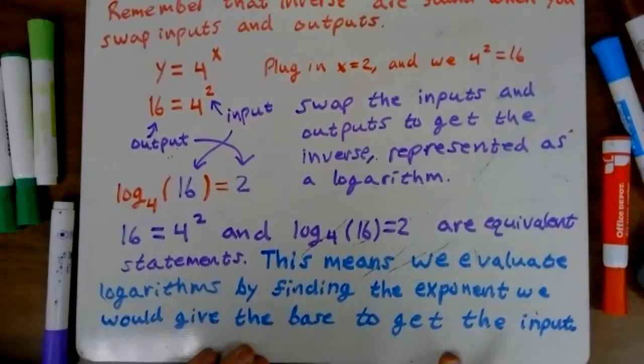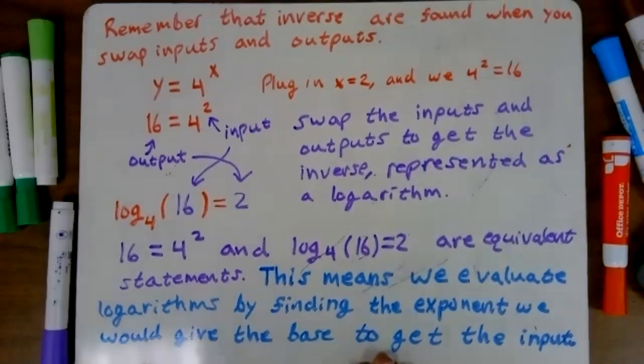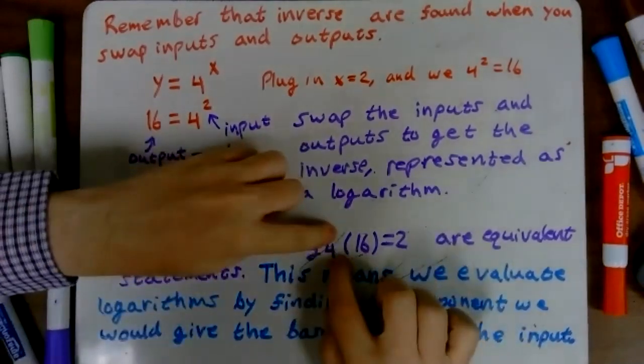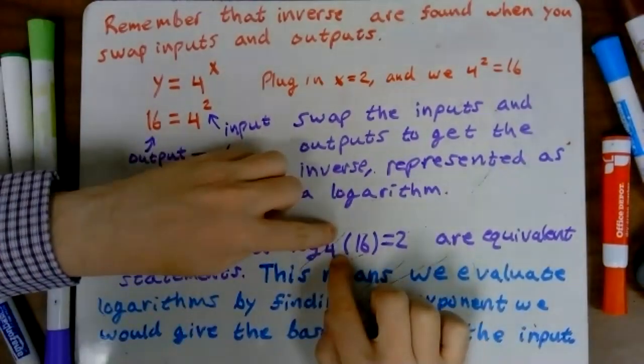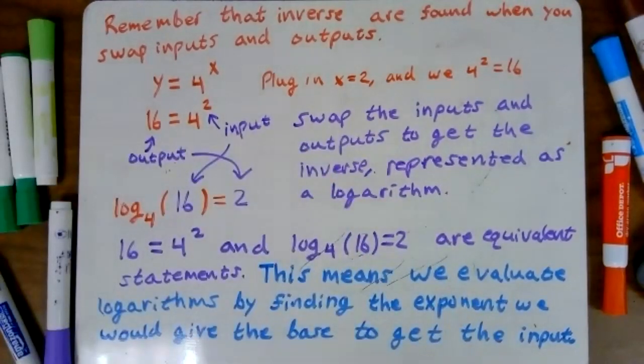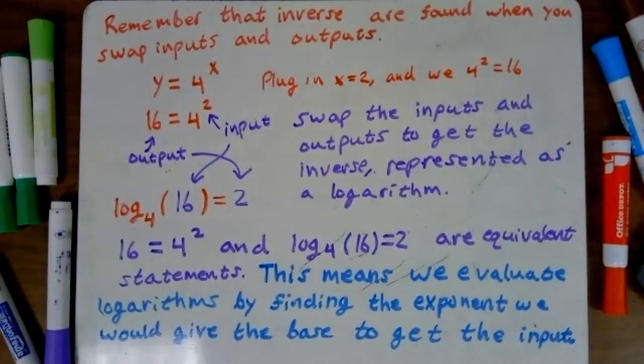I know this might seem a little bit hard to understand, but it's actually not really too bad. When we evaluate logarithms, what we're really doing is finding what exponent we can give this number to get this number. Okay, take a moment and get this all down before we dive into examples.